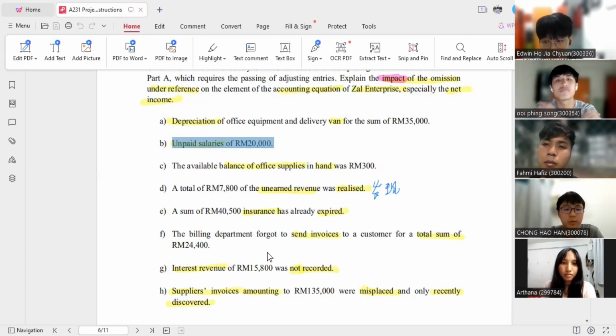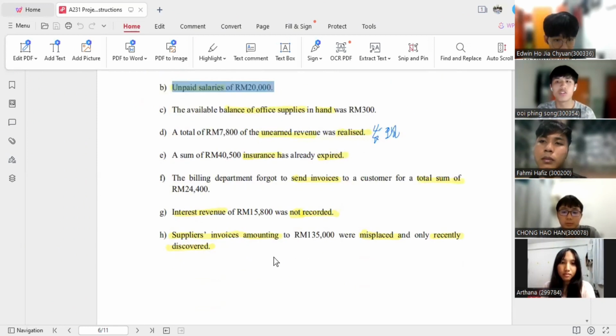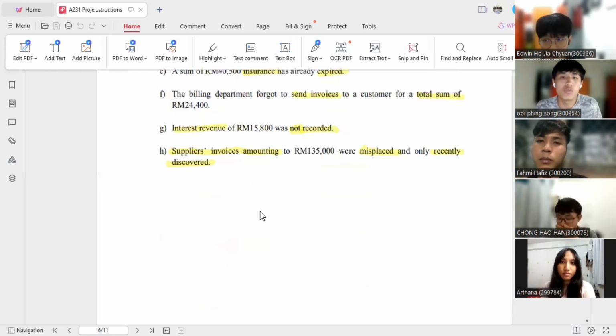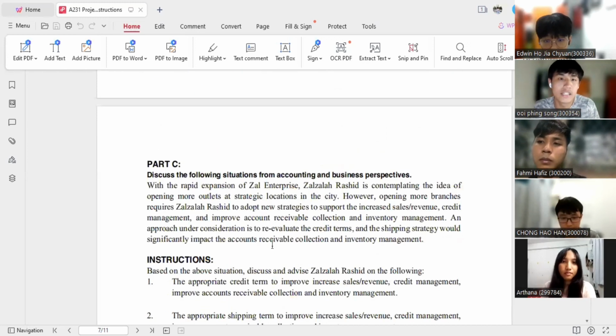So for question G, the impact is revenue will increase, and the equity and the net income also will increase. For question H, the impact of this will decrease the net income and equity and increase the liability for account payable. So that's it. Okay. So this is our discussion for part B, and we will go through to part C.